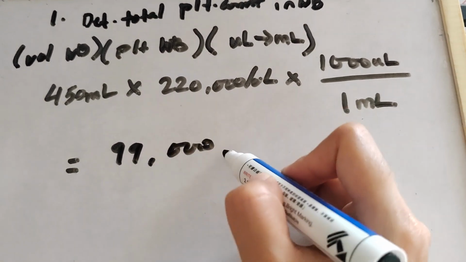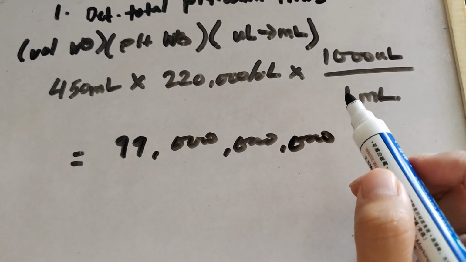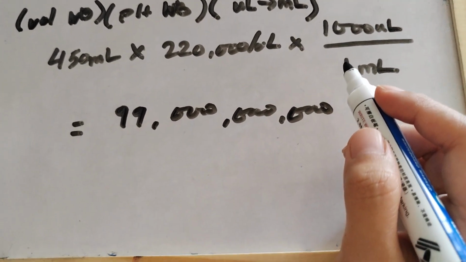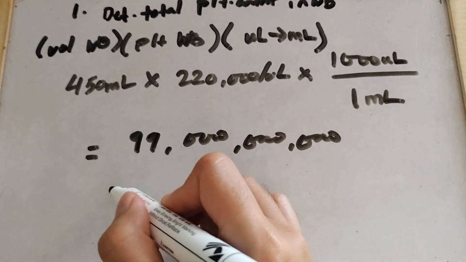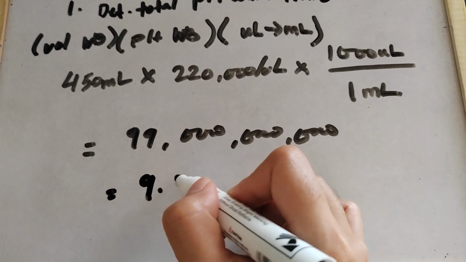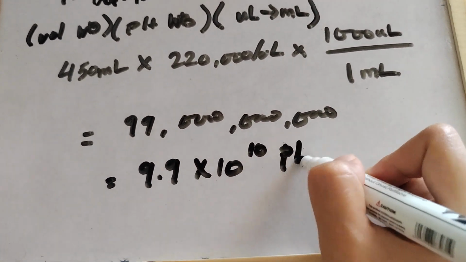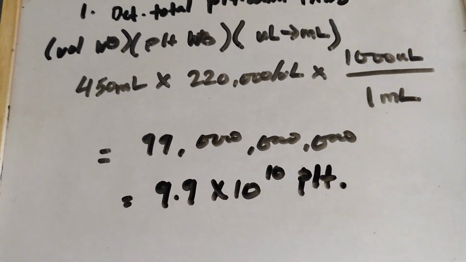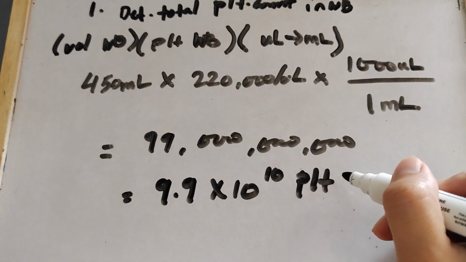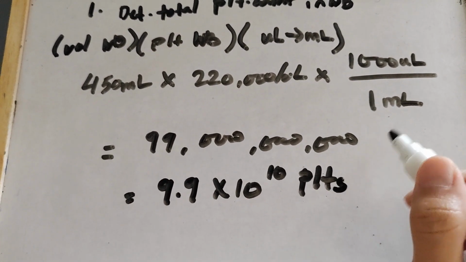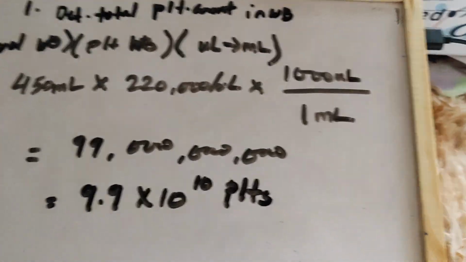1, 2, 3. 1, 2, 3. 1, 2, 3. Okay. So 99 trillion platelets. This is the total count. So, let's rewrite that, that gives you 9.9 times 10 raised to 10 platelets. So, that is the total count of your platelet.